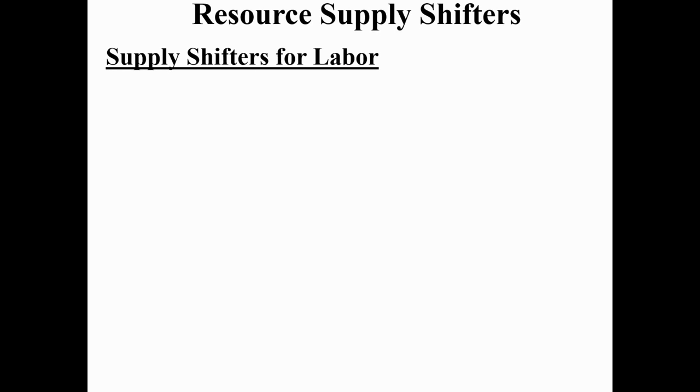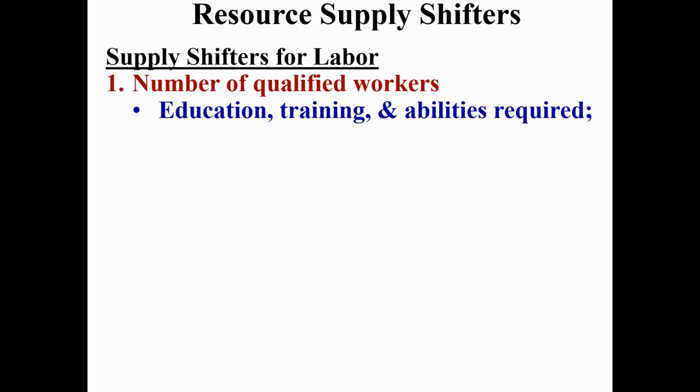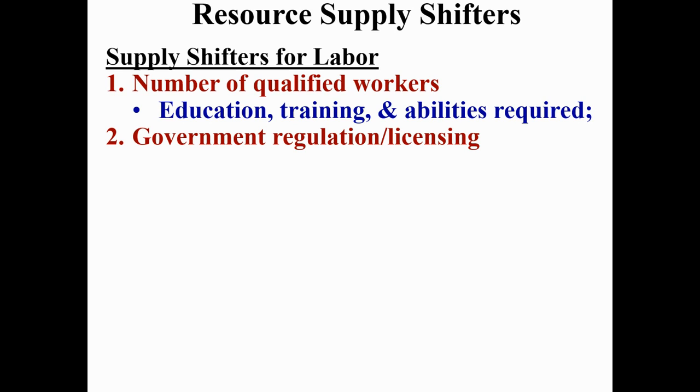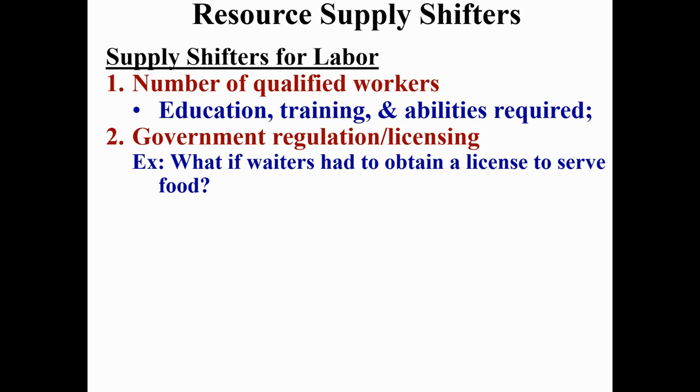Very good. Awesome. Let's talk about supply. So supply also has shifters. Number one, we all know the qualified workers. So how can we change the supply of qualified workers? Education, training, and ability required, in terms of how many we have in the market, the number of schools that we have that are able to qualify workers for that. Also important are government regulations and licensing.